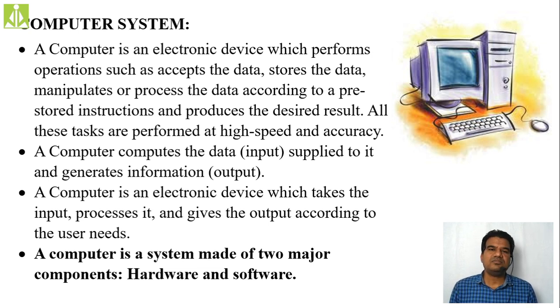So a more technical definition we can say. Over here we used all the technical terms like input, output, processing. That is the reason why I have given the third definition over here: a computer is an electronic device which takes the input, processes it and gives the output according to the user needs. And the last definition, your book definition we can say.